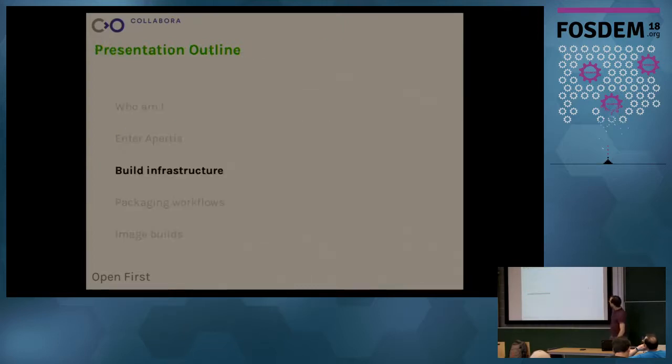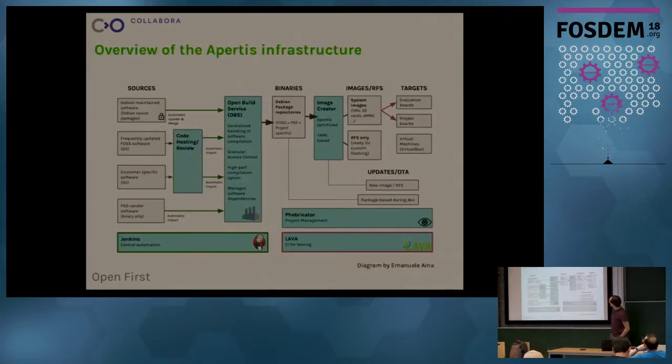Right, so now a bit more about the infrastructure we have. The core of it all is Open Build Service, which builds packages in controlled environments and maintains repositories from which we create images and the updates and so on. For code hosting and review tool, at the moment it's a combination of Cgit and Phabricator, but we'll be using GitLab quite soon for code hosting and probably for reviews as well.